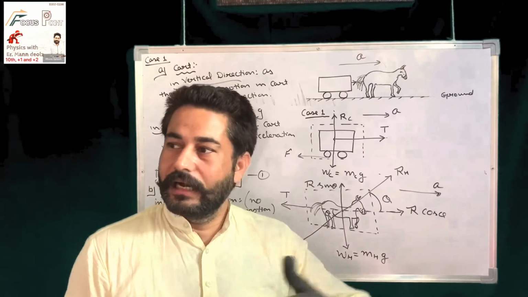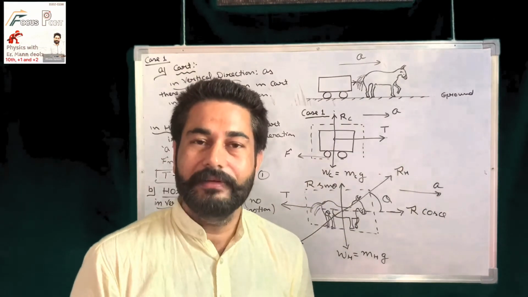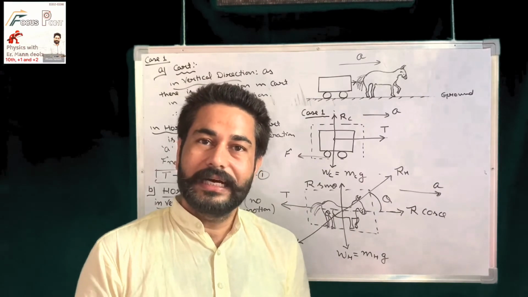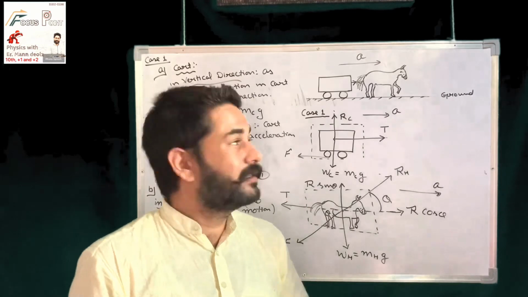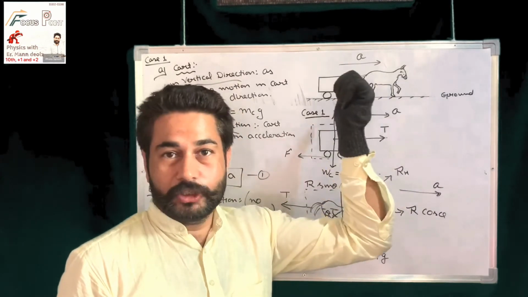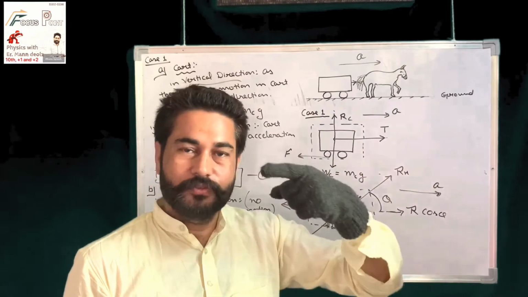The horse will move ahead and the cart will be left far behind. But this is not happening in this case, because the cart and horse both have to move together. It means the acceleration of the horse cannot be greater than the acceleration of the cart. This was the first case.